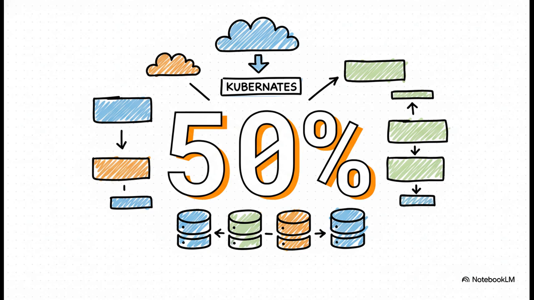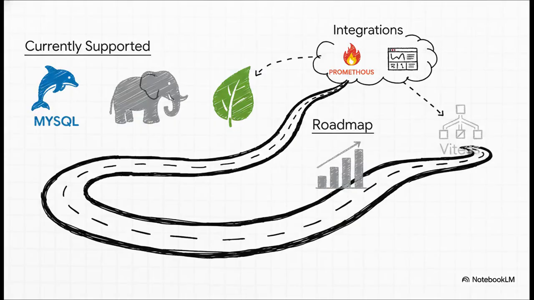And we have the data to prove it. This isn't just a theory anymore. A recent survey from the Data on Kubernetes community found that a full 50% of organizations are already running their data workloads on Kubernetes in production. So this shift isn't coming, it's already here. So right now, OpenEverest has the big three covered, MySQL, PostgreSQL, and MongoDB. But they have a really ambitious roadmap. They're planning to add support for popular tools like ClickHouse for data analytics and Vitess for scaling MySQL, plus deeper integrations with monitoring tools like Prometheus.